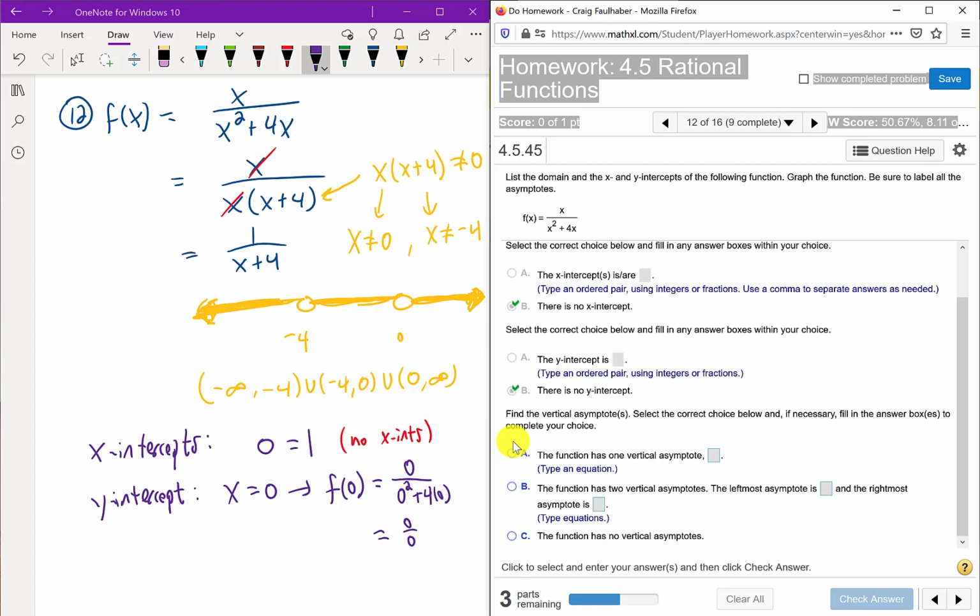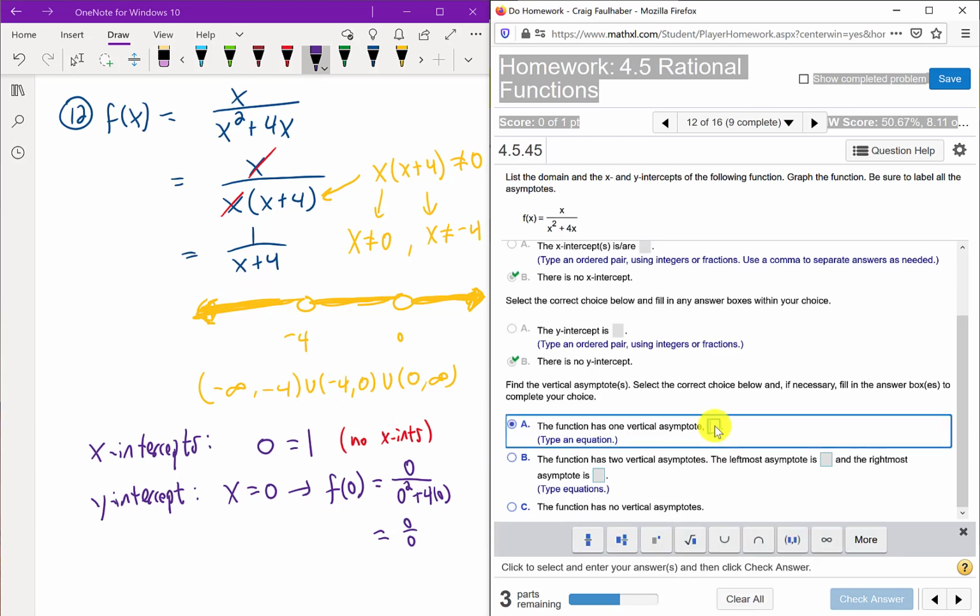Now, as far as vertical asymptotes are concerned, what we do is we simplify first, and then we look at our denominator. Our denominator is x plus 4. If we set that equal to 0 and subtract 4 from both sides, we're going to get a vertical asymptote of x equals negative 4.